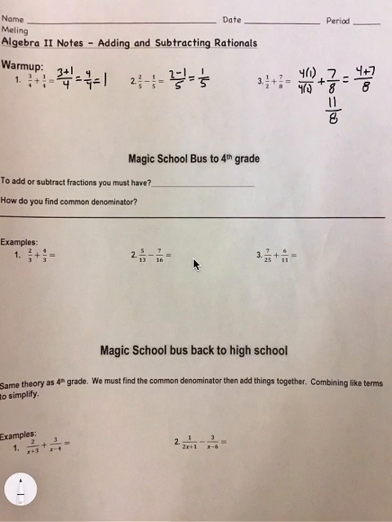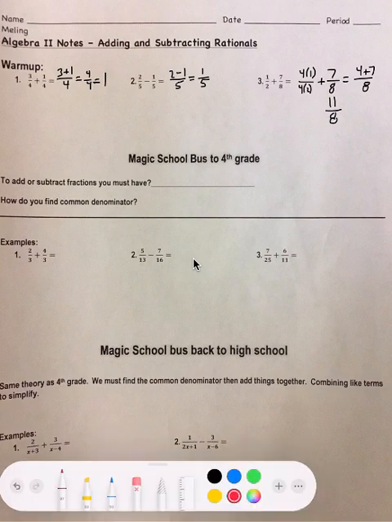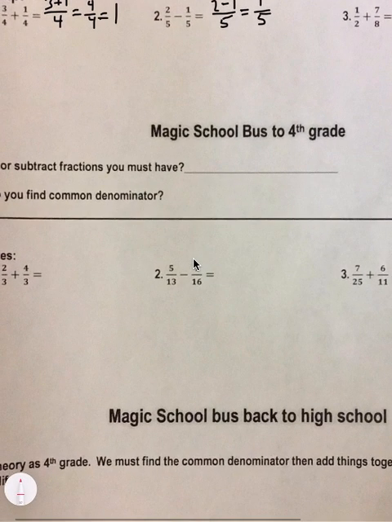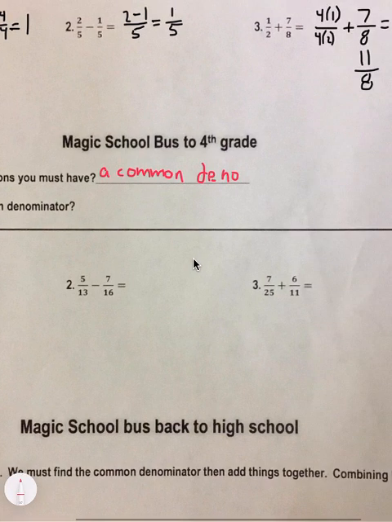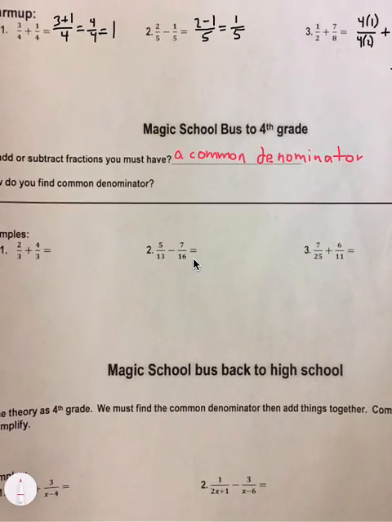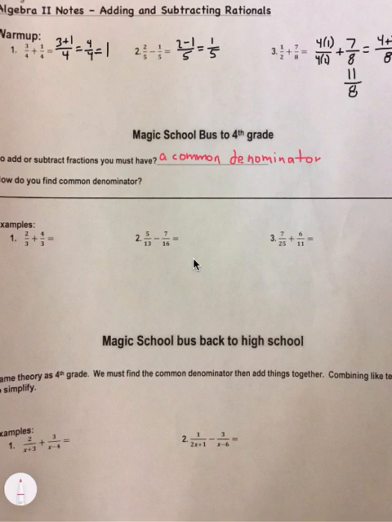So to add or subtract fractions, you must have what we like to call a common denominator. And you're going to be hearing that a lot. How do we get a common denominator? That's what we're going to talk about when we're talking about addition and subtraction. How do you find a common denominator?